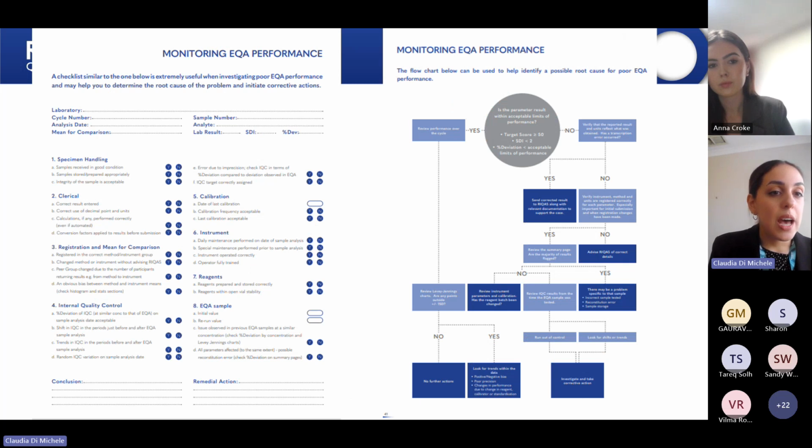Some useful tools that we offer on monitoring EQA performance are these two here. So these are available to everyone. These are available in our RIQAS brochure, which you can find online. So the one here on the left is our checklist for monitoring EQA performance. So it can be really useful when you're investigating a particular poor performance. It just gives you a little checklist to go through, and allows you to think of perhaps a factor that you didn't think of previously. And similarly, there's a flowchart version of this as well.